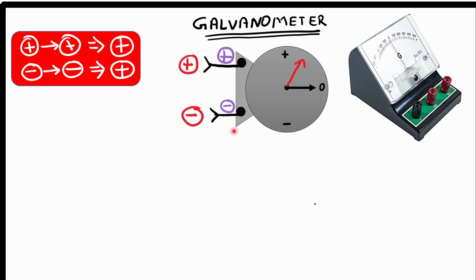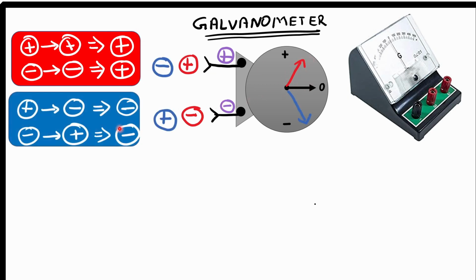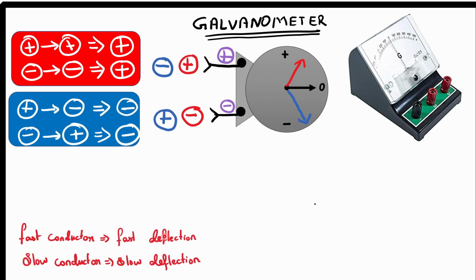Just remember, if the positive current moves to the positive side or the negative current moves to the negative side, the deflection will be positive. In the other case, if the positive current moves to the negative side or the negative current moves to the positive side, deflection will be negative. One more thing, if the cells are fast conductors, there will be a fast deflection. If they are slow conductors, there will be a slow deflection. Generally, our body is a good conductor. That's why a small electrical activity produced by the heart can be recorded.